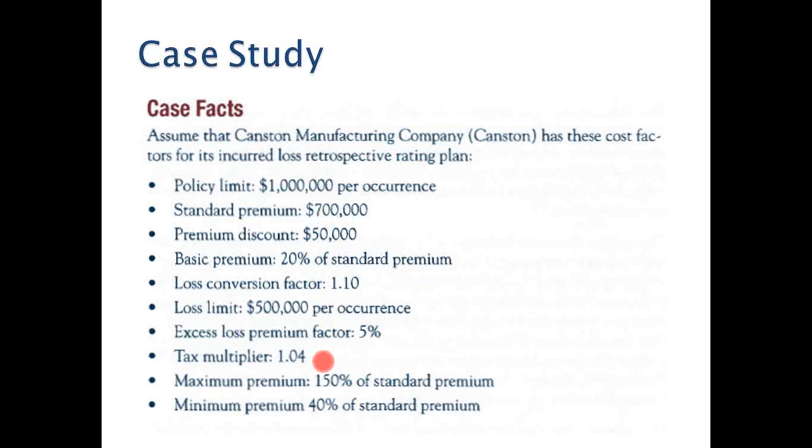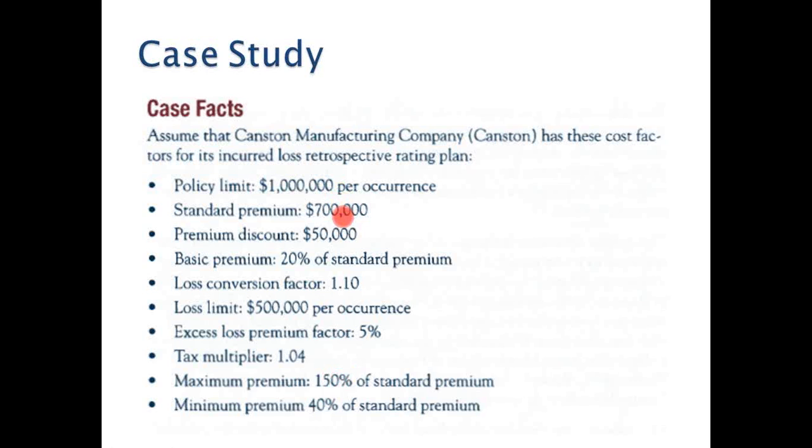And then finally, you're going to have a tax multiplier. This is 4%. This is what the state is basically charging for me to do business. And then here's the maximum and minimum premium as a percent of standard. In this case, you're going to have a minimum premium of 40%, meaning 40% of 700,000, which is 280,000. And then the most I'm going to pay is 150% of that 700,000. So that kind of gives you an idea of how this works.